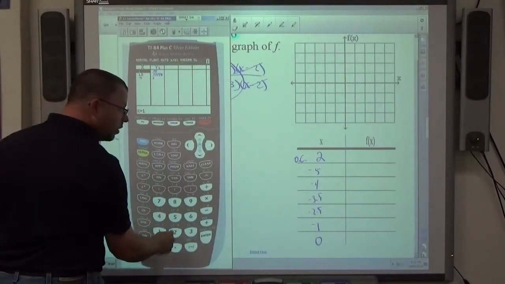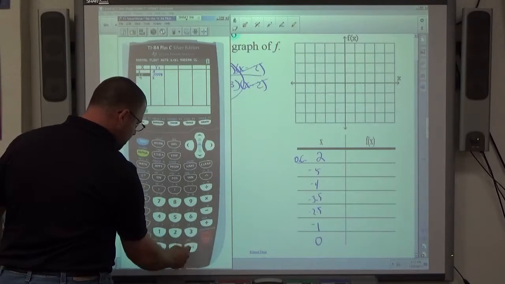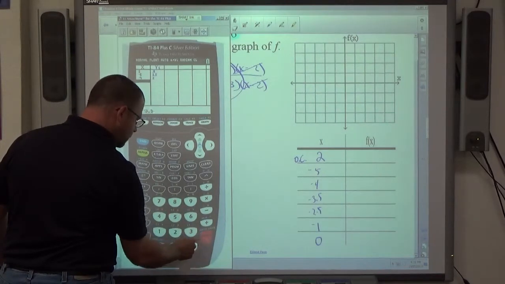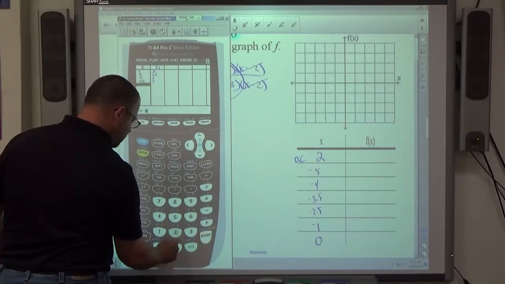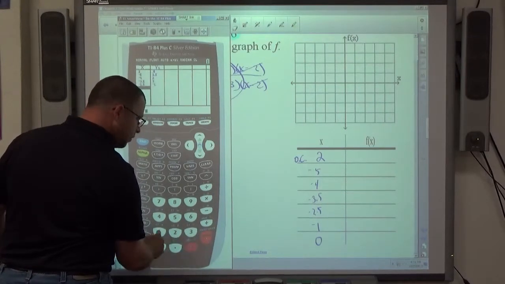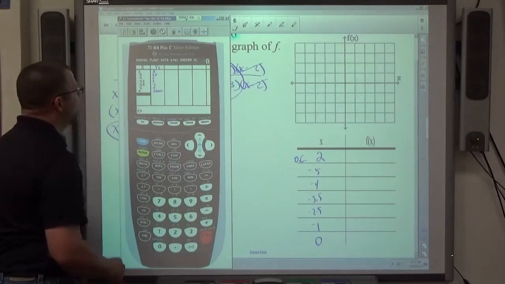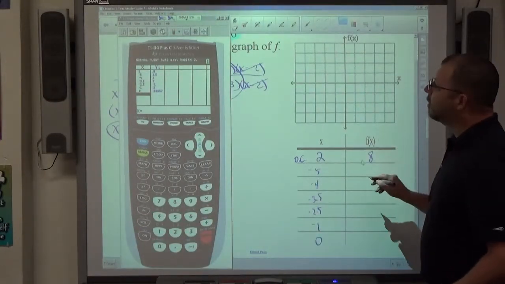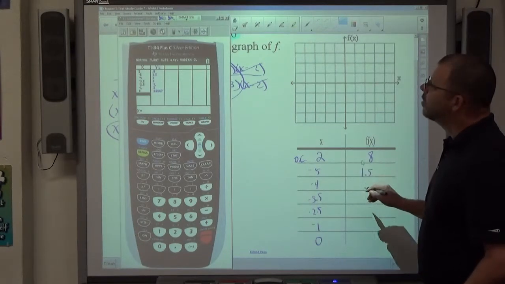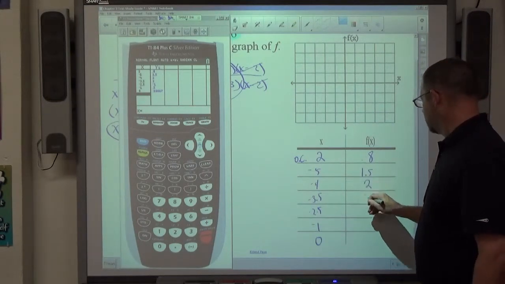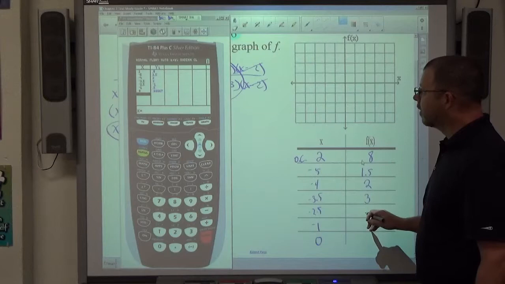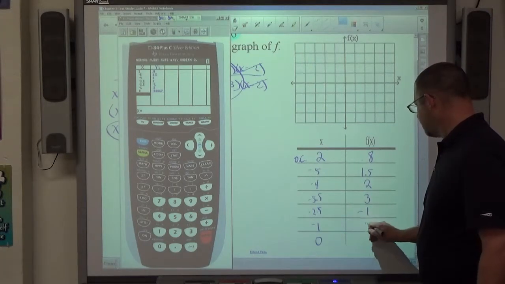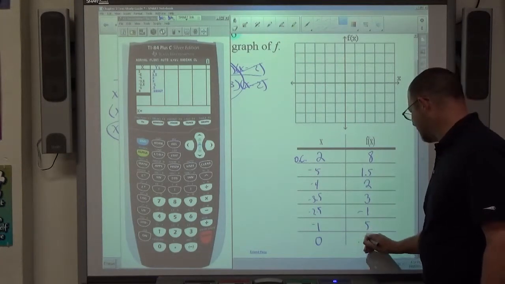that I have in my chart. 2, negative 5, negative 4, negative 3.5, negative 2.5, negative 1, and 0. And I get answers of 0.8, 1.5, 2, 3, negative 1, negative 1, 0.5, and 0.67.